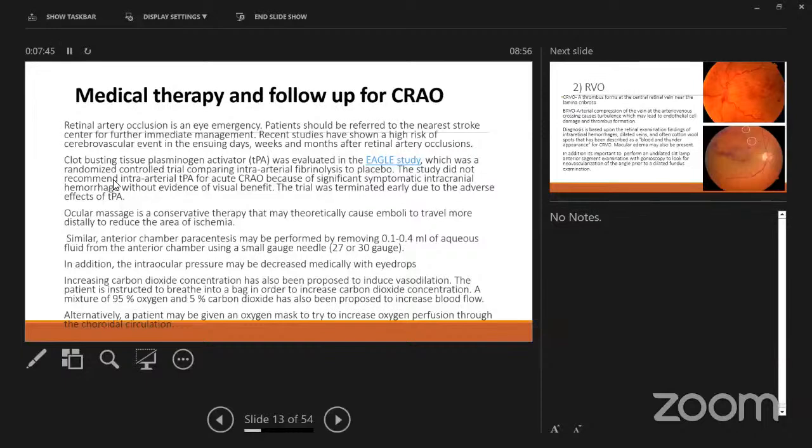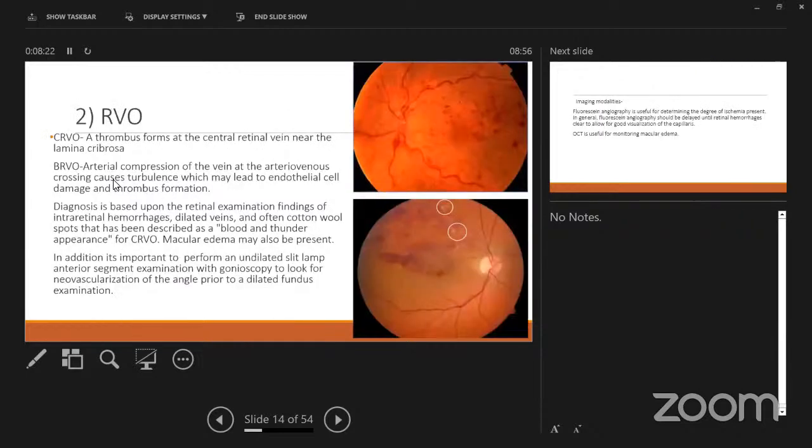The next management is ocular massage, a conservative method that theoretically causes emboli to travel distally to reduce the area of ischemia. Similarly, anterior chamber paracentesis can be performed by removing 0.1 to 0.4 ml of aqueous with a 27 or 30 gauge needle. Then IOP can be controlled medically with eye drops. Carbon dioxide is thought to induce vasodilatation, so inhalation of carbogen, a mixture of 95% oxygen and 5% carbon dioxide, is another alternative. An oxygen mask can also be used to increase the perfusion.